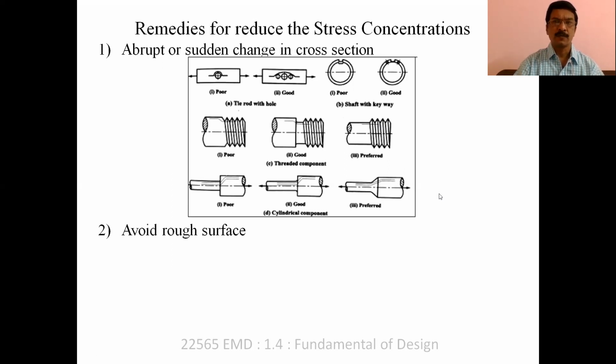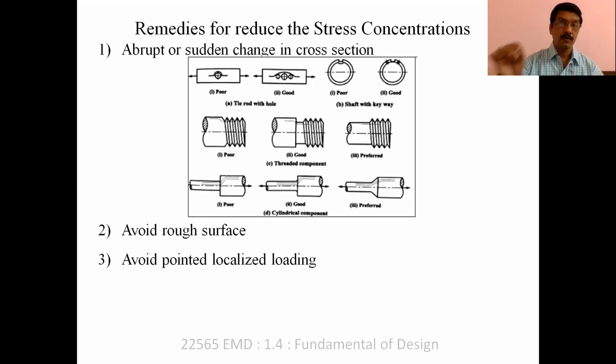Avoid rough surfaces. Wherever there is a rough surface, we must avoid it. Just like in our ball bearing, we must have balls with a very fine, super finished cross section, or wherever in our cycle or motorcycle there are rims, those rims should be very polished. Why? Because they cause stress concentration. If there is a crack, it is going to fail earlier. So avoid pointed loads. Wherever sharp pointed loads are there, we must avoid them.